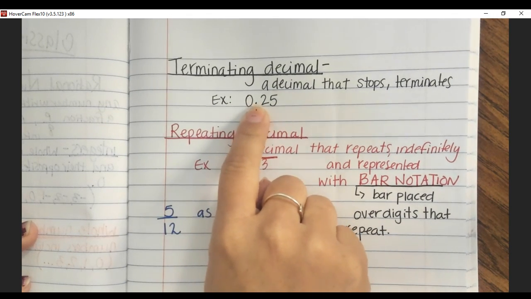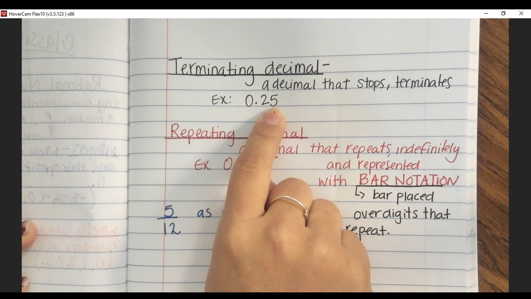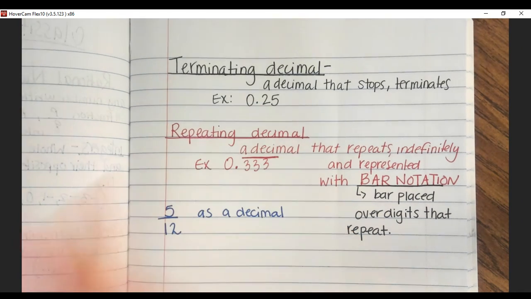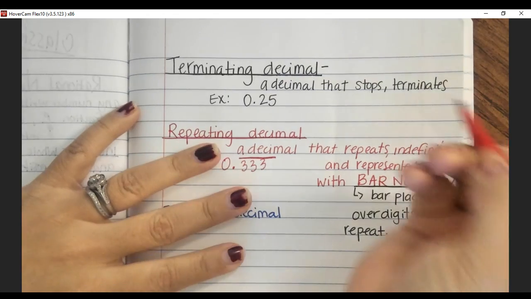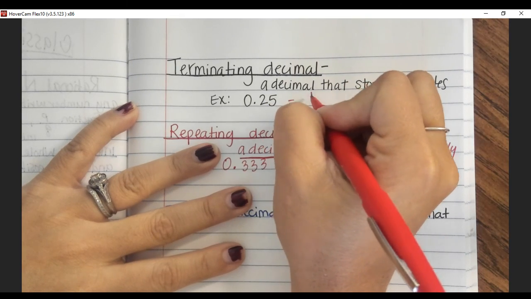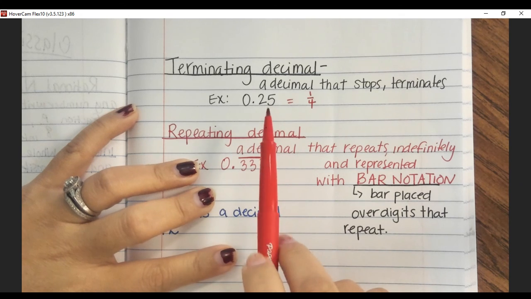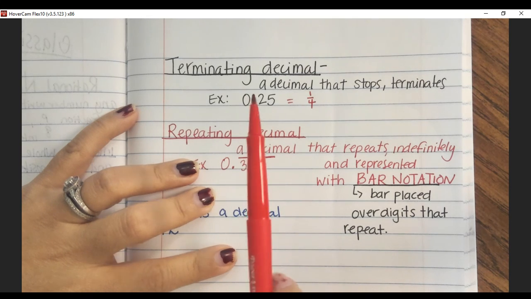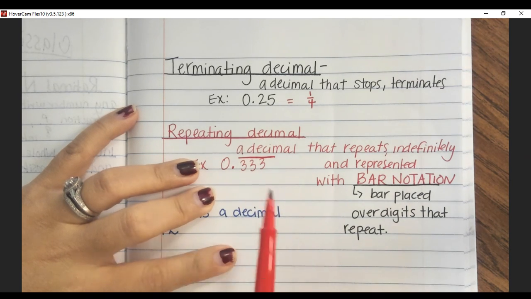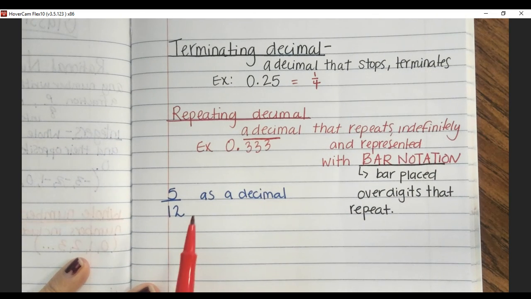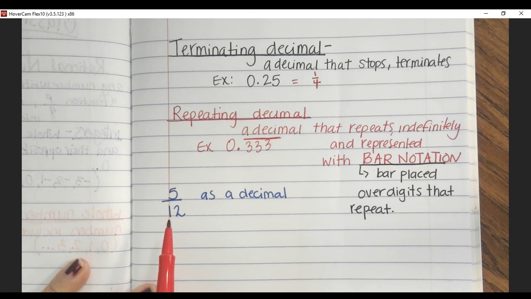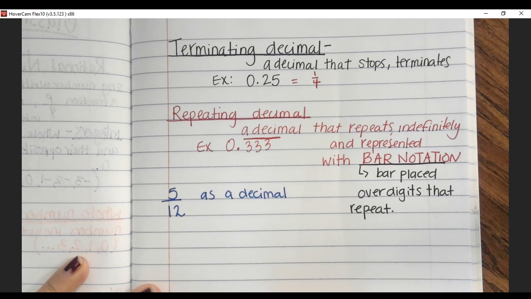As I can write this number, 25 hundredths, I can write this as a fraction. So that is the same as 1/4. Okay. And we know how to convert decimals to fractions and fractions to decimals. So we're going to look at this fraction here, and we're going to convert this to a decimal. And then based on that, we're going to see if it's a repeating decimal or a terminating decimal.